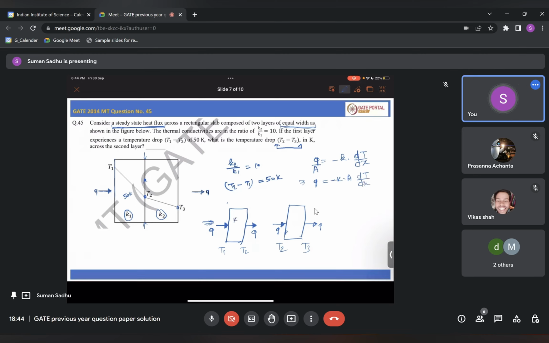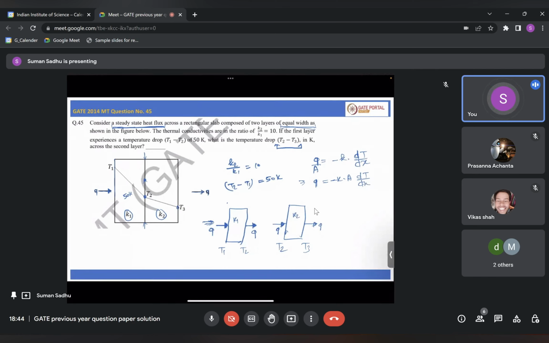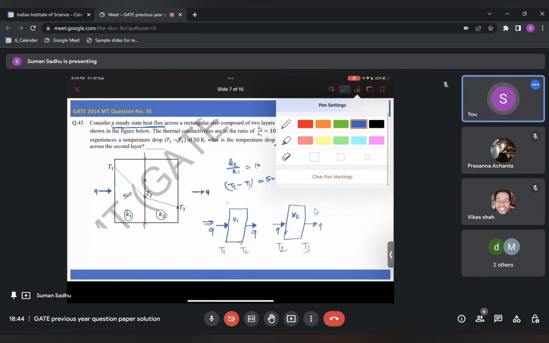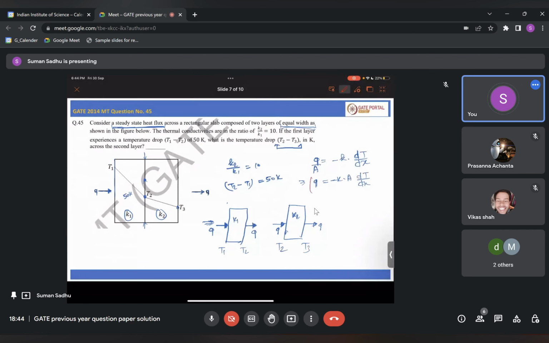For this slab the conductivity is K1, and for this slab it is K2. Now if you write the Q for the two different slabs, for slab 1 it will be minus K1, the area is the same, so A into dT, which is T2 minus T1, divided by x, the distance or width of the slab. Let's say both are x because it is mentioned they have equal width.